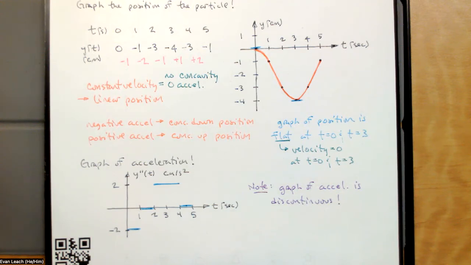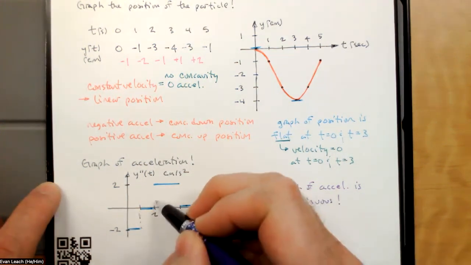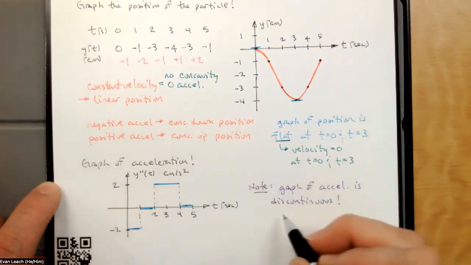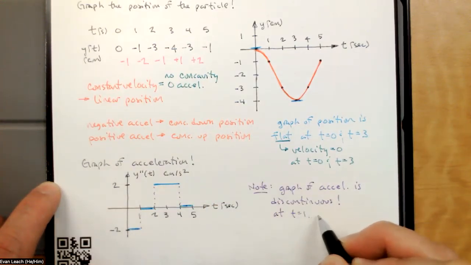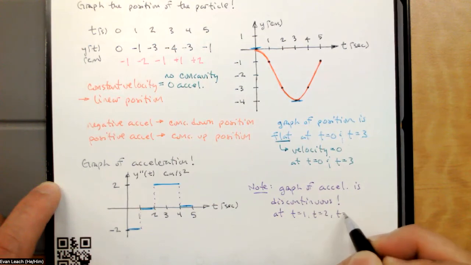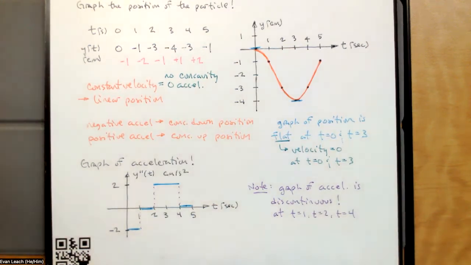We knew that this was going to happen when we looked at the graph of the velocity. The places where the acceleration is discontinuous, that's specifically at 1, 2, and 4. Those are the points on the graph of the velocity that the velocity was not differentiable. So it makes sense that the graph of the acceleration was discontinuous at 1, 2, and 4, because the graph of the velocity is not differentiable at 1, 2, and 4.